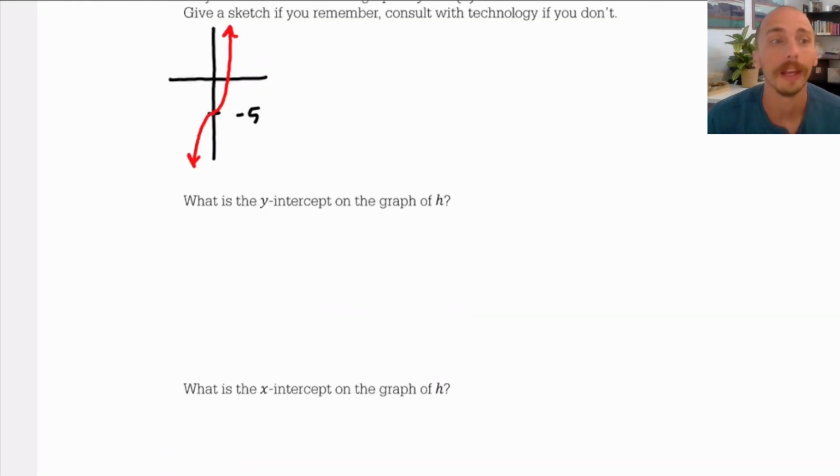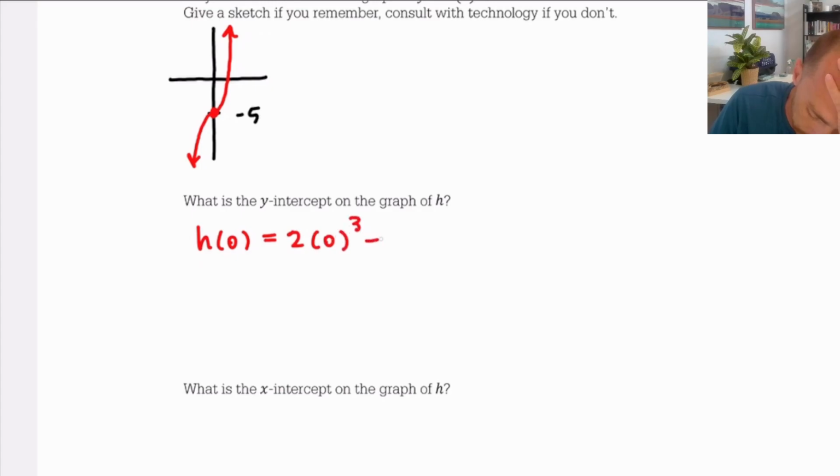Something we can do today is find the coordinates of the x-intercept and the y-intercept. So what's the y-intercept on the graph of h? Oh, I can see it, it's right there, it's at -5. But you could also say that h of 0 was equal to 2 times 0 to the third minus 5, and that was equal to -5, right?